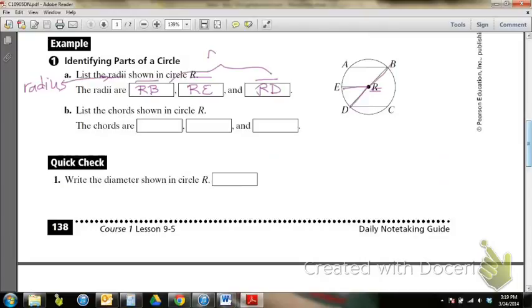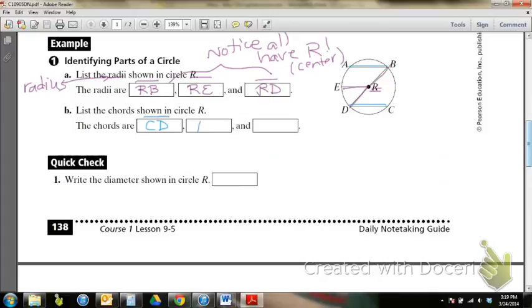Notice that all have the letter R. If you're naming a radius, you have to include the center point when you name it. So it's helpful to know that it's a radius. What about the chords? Okay, well, chords just connect two endpoints on a circle, but does not have to go through the middle. So C and D is a chord.